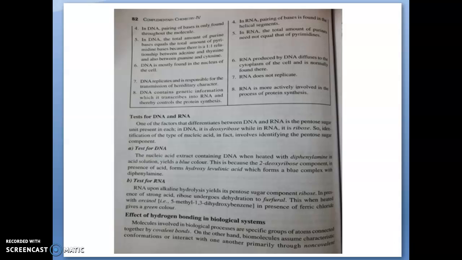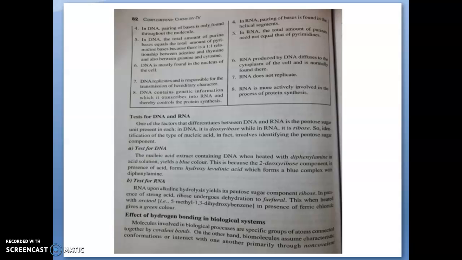Next is the test for RNA. RNA upon alkaline hydrolysis yields its pentose sugar component ribose. In the presence of strong acid, ribose undergoes dehydration to furfural. This, when heated with orsinol, that is 5-methyl-1,3-dihydroxybenzene, in the presence of ferric chloride gives a green color.